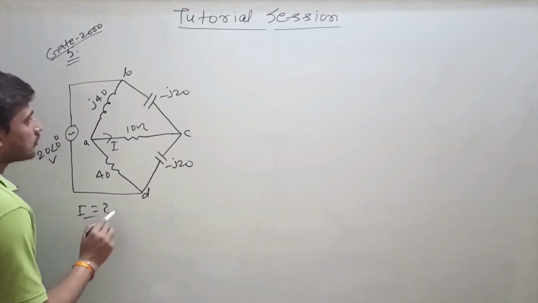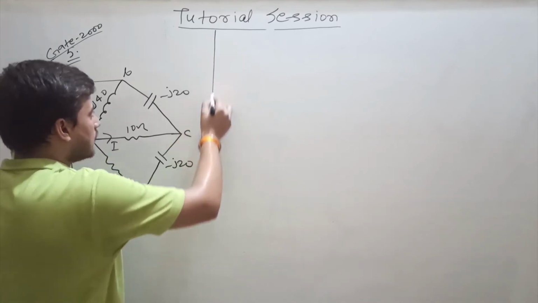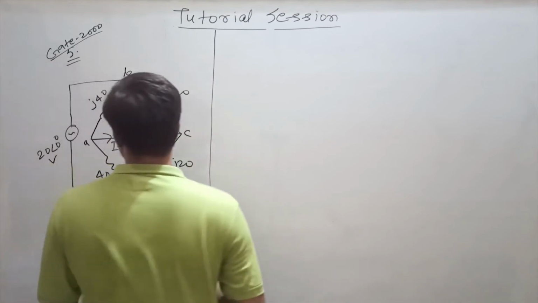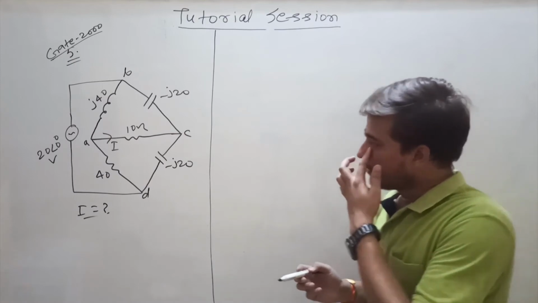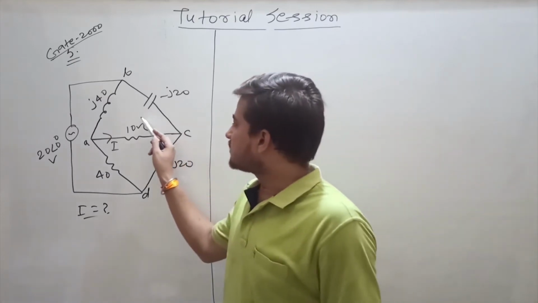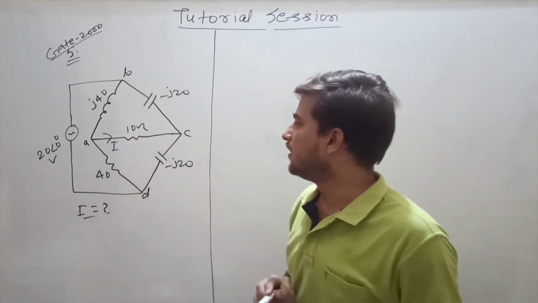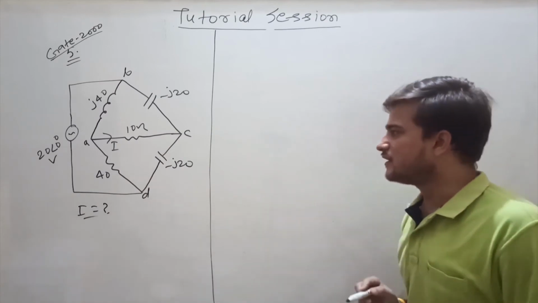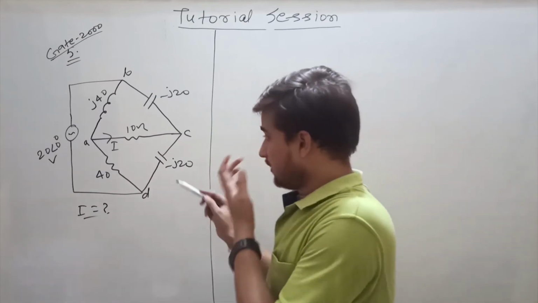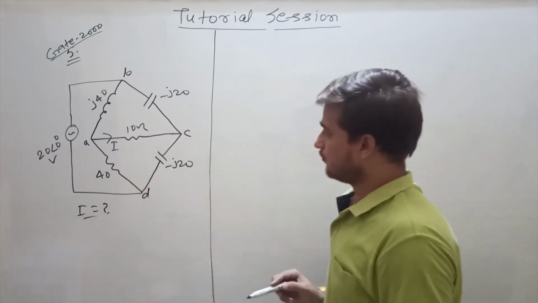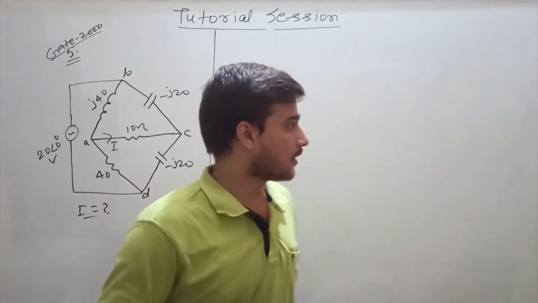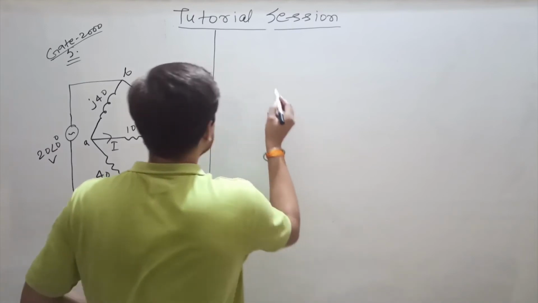Current I will be equal to what? So let us see how to find current I. To find current I, we will have to apply Thevenin's theorem in this network. If you are applying Thevenin's theorem, then we will have to open this 10 ohm resistor. So let us open the 10 ohm resistor and redraw the circuit.